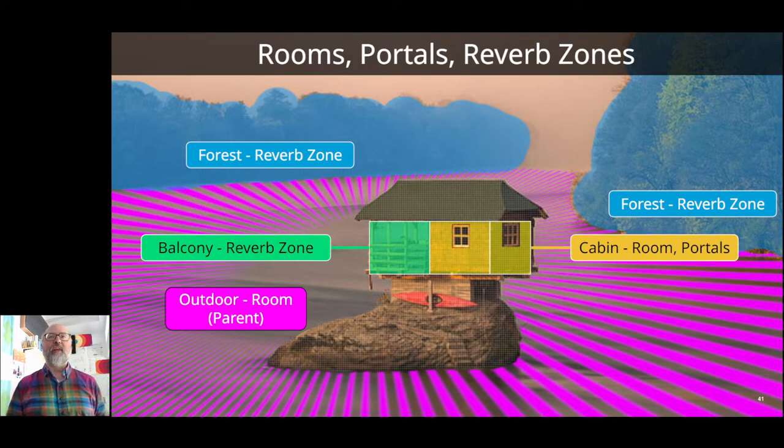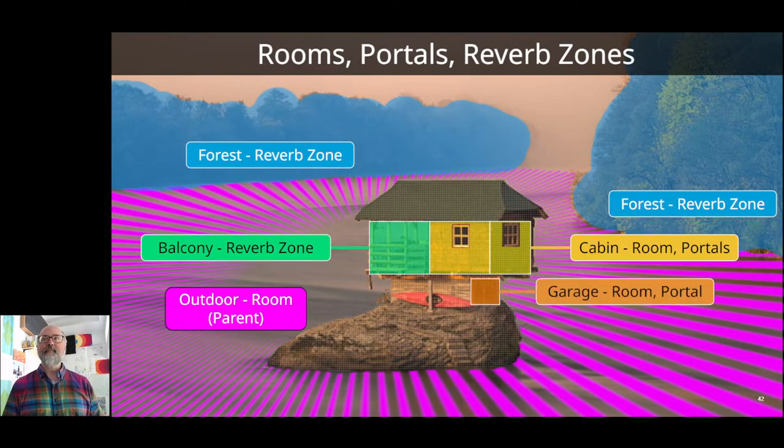And where we do have that portal attached to the door in the cabin, from the reverb zone, we just have this natural transition between both the outdoor room, its parent, as well as that portal that is leading into the cabin. So lastly, we've got this garage underneath, a little tuck under to put our boat in the winter. And this is just a room with a portal that transitions seamlessly to the outdoor room as well.